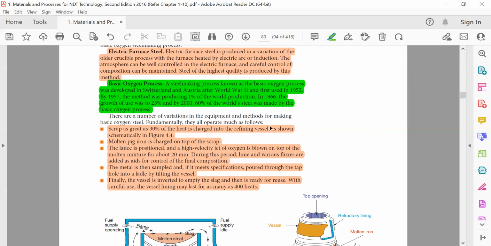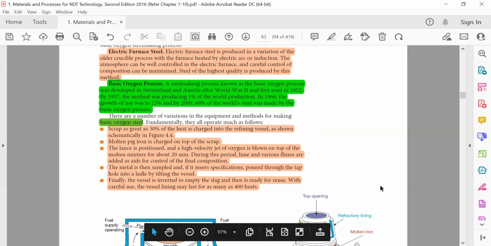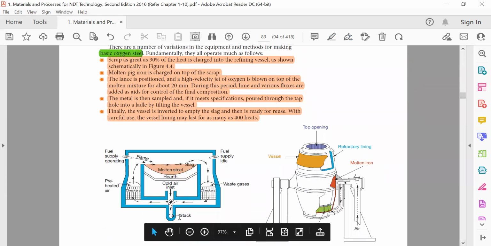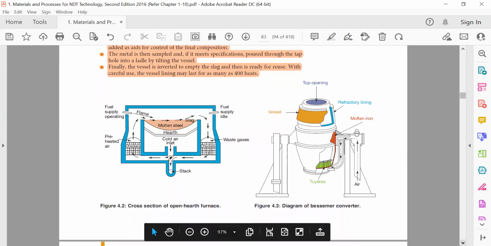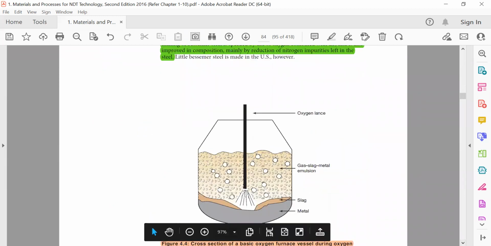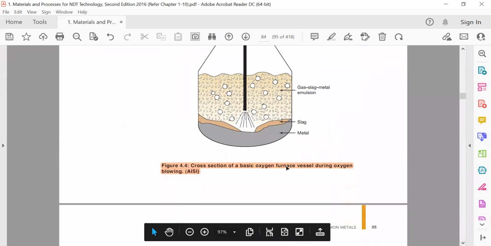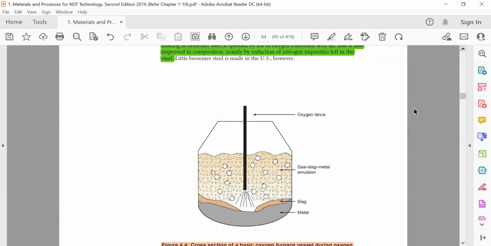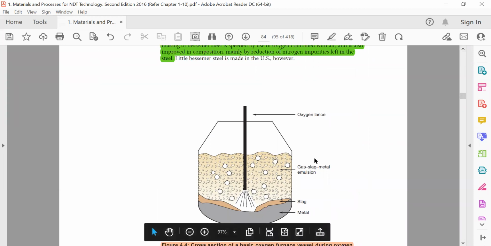Fundamentally, they all operate much as follows. Scrap as great as 30% of the heat is charged into the refining vessel, as shown schematically in Figure 4.4. This is a cross section of a basic oxygen furnace vessel during oxygen blowing. So they charge everything here, then they blast oxygen with the lance, that is the oxygen lance.